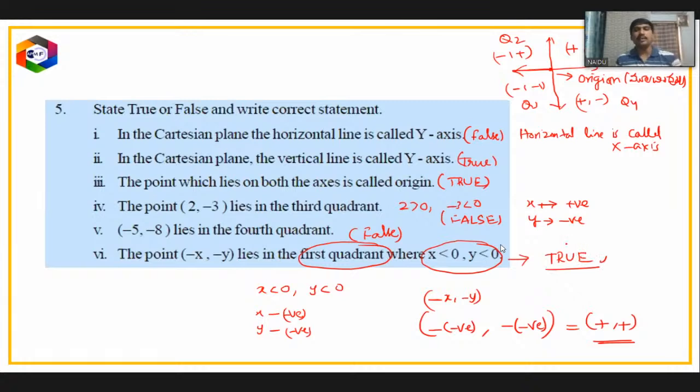I think all these questions are clear for you. Last one only we have to keep in mind. Once again, a tricky question. Actually minus x minus y means we will feel that it is negative, quadrant 3. But the condition is given.